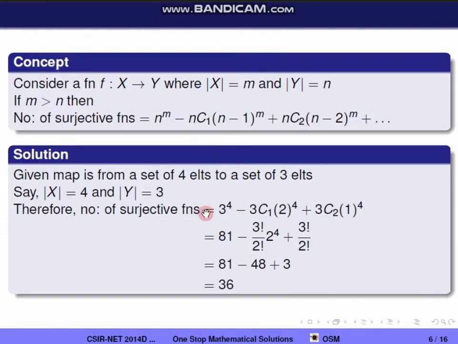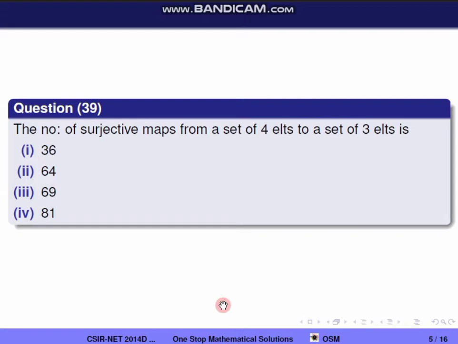So that is equal to 3 to the power 4 minus 3C1 times 2 to the power 4 plus 3C2 times 1 to the power 4 plus 3C3 times 0 to the power 4. So that is equal to 81 minus 3 factorial by 2 factorial into 2 to the power 4 plus 3 factorial by 2 factorial. Simplifying this, we get the final answer as 36. So the number of surjective functions is equal to 36. So we will check the correct option. The correct option is the first one.